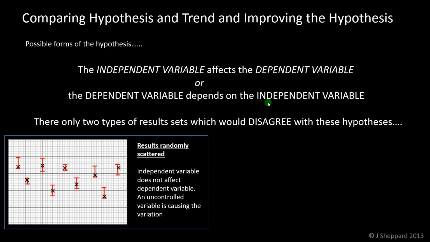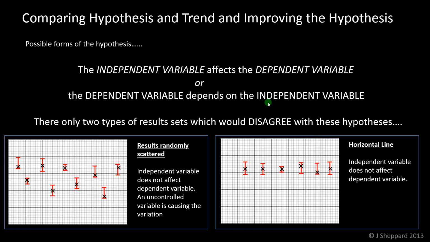The points are just randomly scattered about. It's likely they're randomly scattered about because you haven't controlled something you're supposed to have controlled. Think about your control variables for your experiment. Something else must be varying to cause this, because it doesn't look like there's any pattern relating the dependent variable to the independent variable. And the other situation in which the dependent variable is not affected by the independent variable is a horizontal line. You're changing the independent variable and it's having no effect whatsoever on the dependent variable. So in those two situations you would say that your results disagree with the hypothesis.